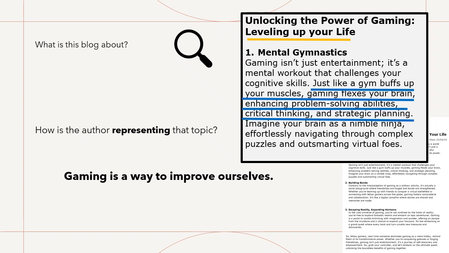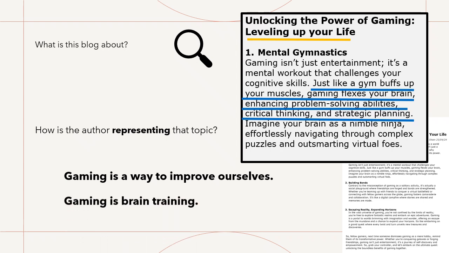It uses both a simile and rule of three. They're saying just like a gym buffs up your muscles, gaming flexes your brain, enhancing problem solving, critical thinking, strategic planning, right? So we're using some really strong language there. So he's really trying to represent gaming as kind of like a brain training type of thing, right? Like it's super clear that he wants us to be thinking about gaming as such an important thing for our brains.